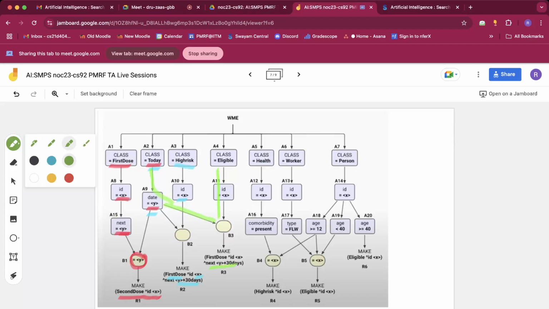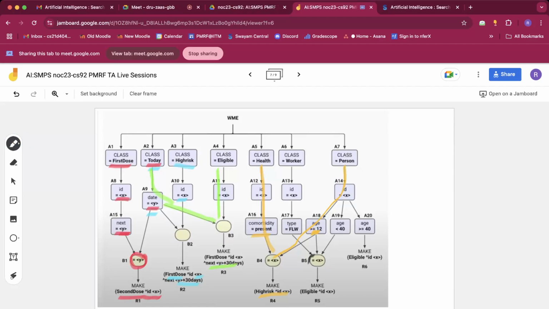Now let's look at another rule. This has information coming from here and all the way from here. So this tells us that if a person with ID X is known to have comorbidity equal to present, and if the person with ID X has age greater than or equal to 12, which is coming from this point over here, then we mark this person as having high risk.